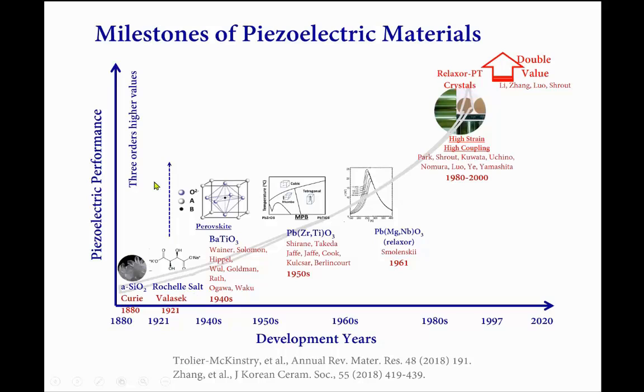And the first ferroelectric crystal is Rochelle salt, reported by Joseph Valasek in 1921. And then the first milestone ferroelectric ceramic is barium titanate with perovskite structure, which can be poled to be piezoelectric active. This material was first studied and reported in the late 1940s by scientists from the United States, Germany, Soviet Union, and Japan.